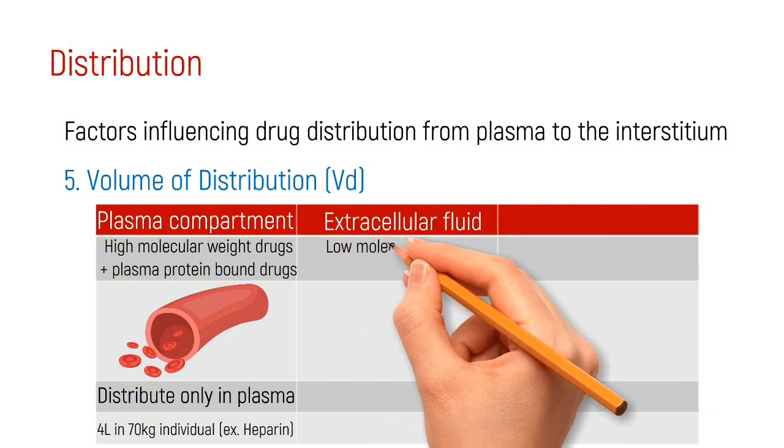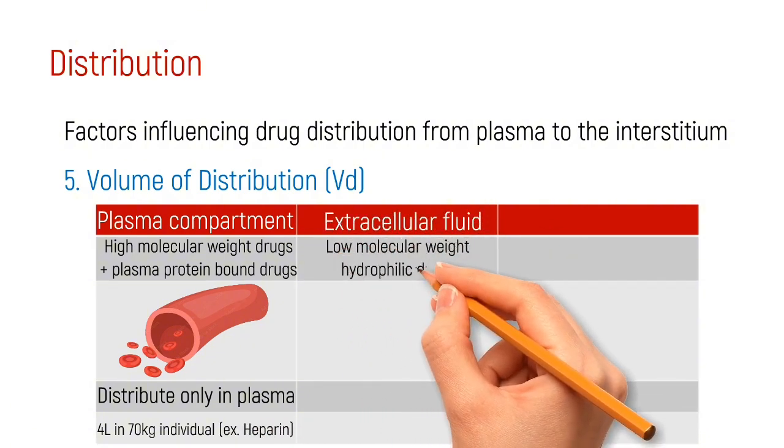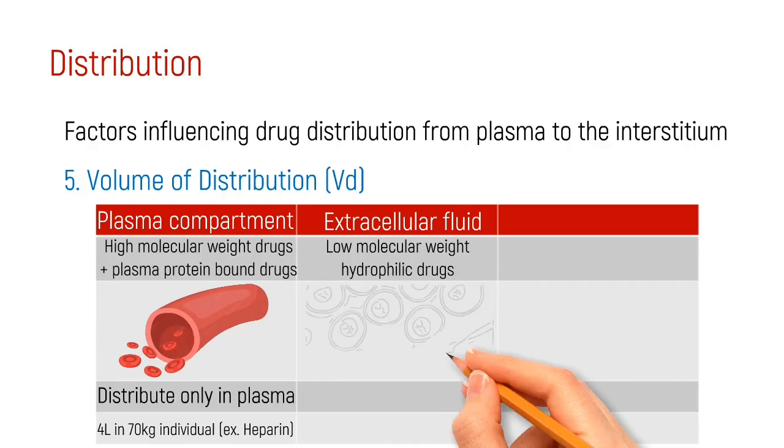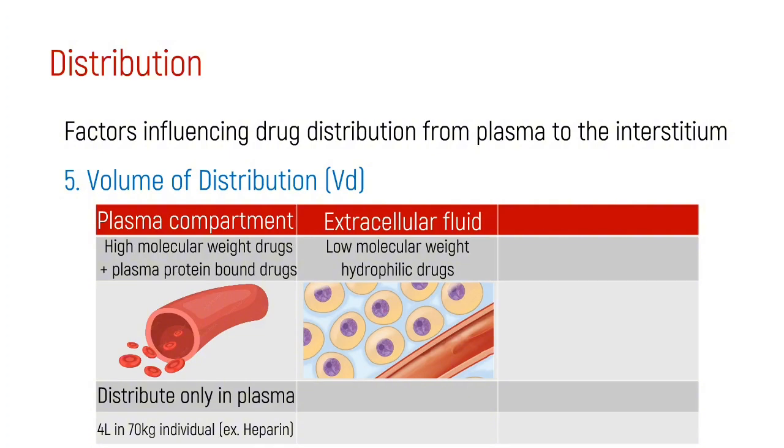If a drug has a low molecular weight but is hydrophilic, it can pass through the endothelial slit junctions of the capillaries into the interstitial fluid. However, hydrophilic drugs cannot move across the lipid membranes of cells to enter the intracellular fluid. Therefore, these drugs distribute into a volume that is the sum of the plasma volume and the interstitial fluid, which together constitute the extracellular fluid, about 20% of body weight, or 14 liters in a 70 kilogram individual.